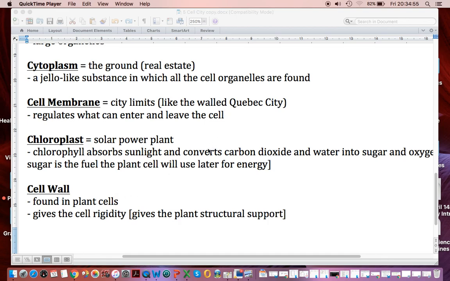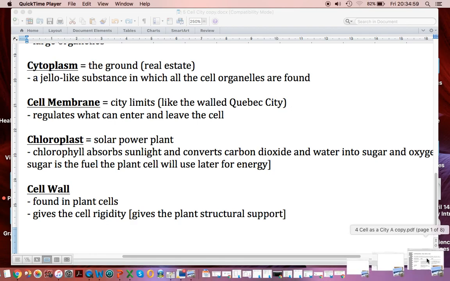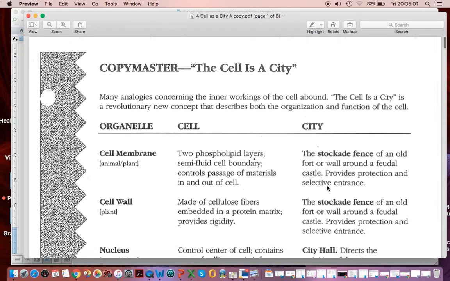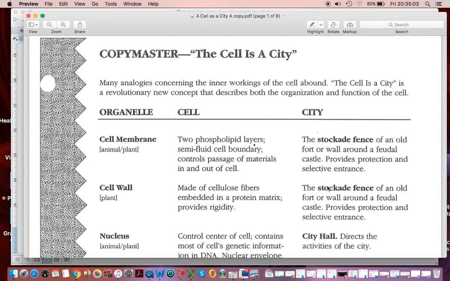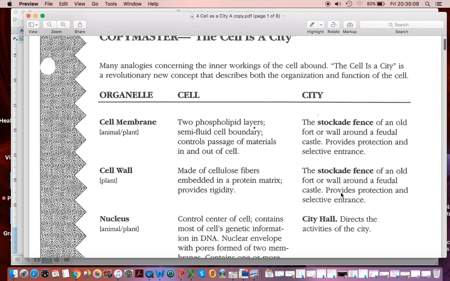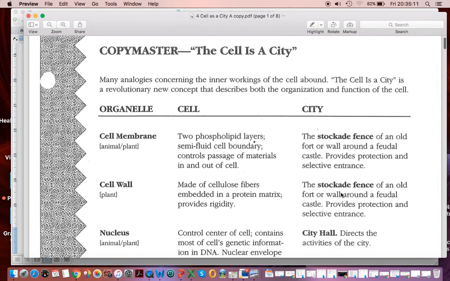So that's your first look at these cell structures, and we'll go over them again next class. Just to try to drive home what they are. You also have in your package a sheet that says the cell is a city, and it also is doing this kind of comparison. It takes practice. You may want to use flashcards for cell structures, and just make sure you understand cell structure and cell organelle mean the same thing to us.